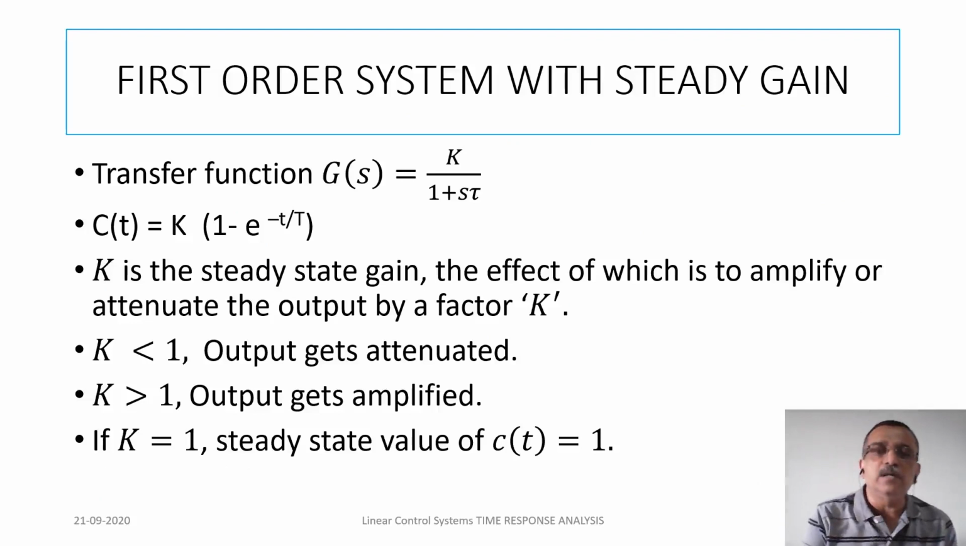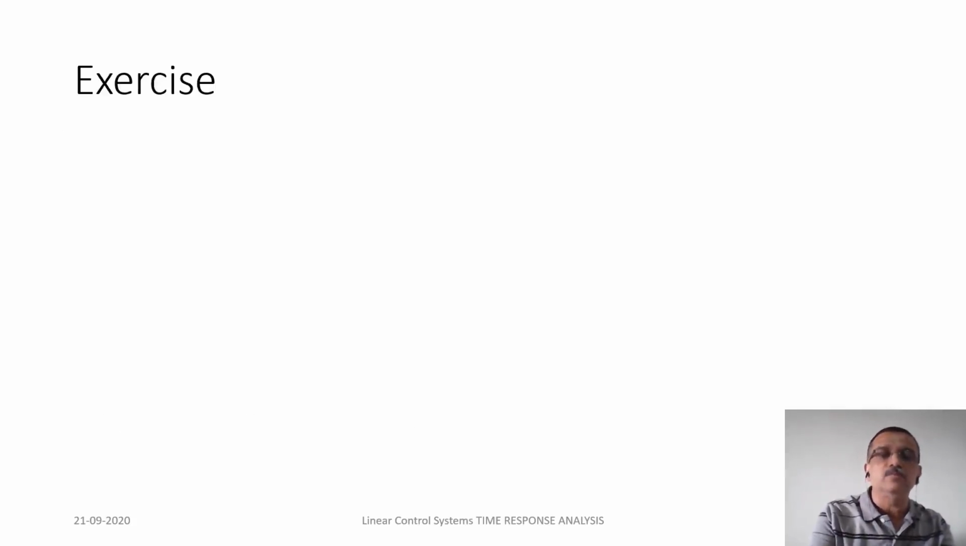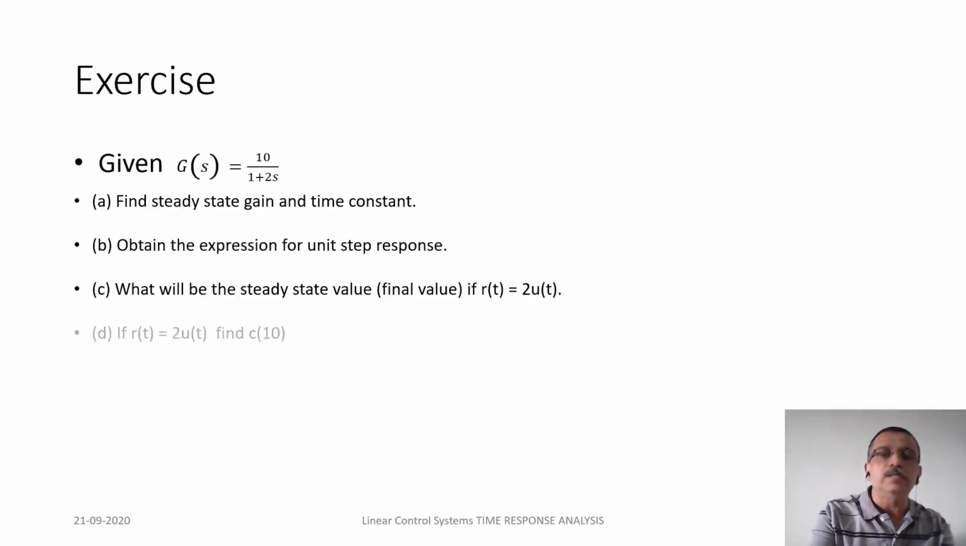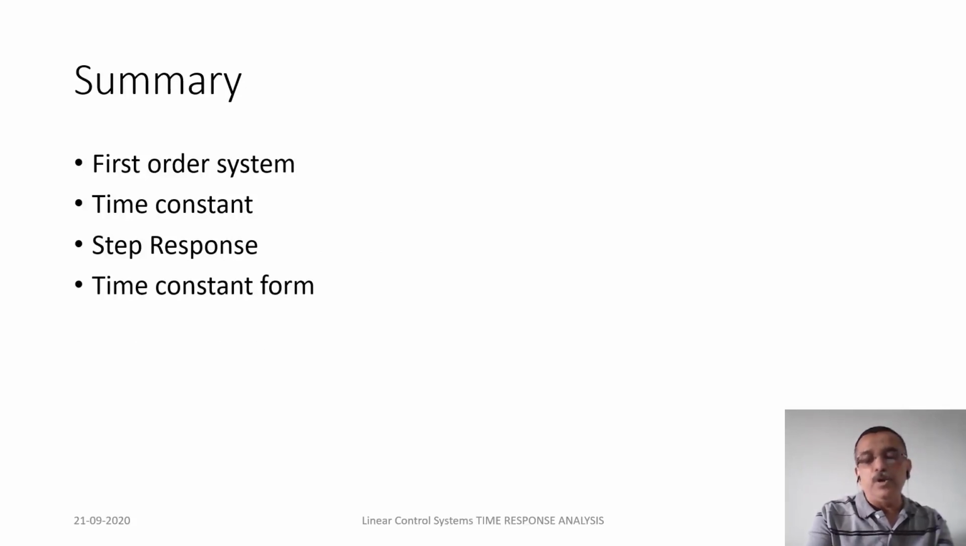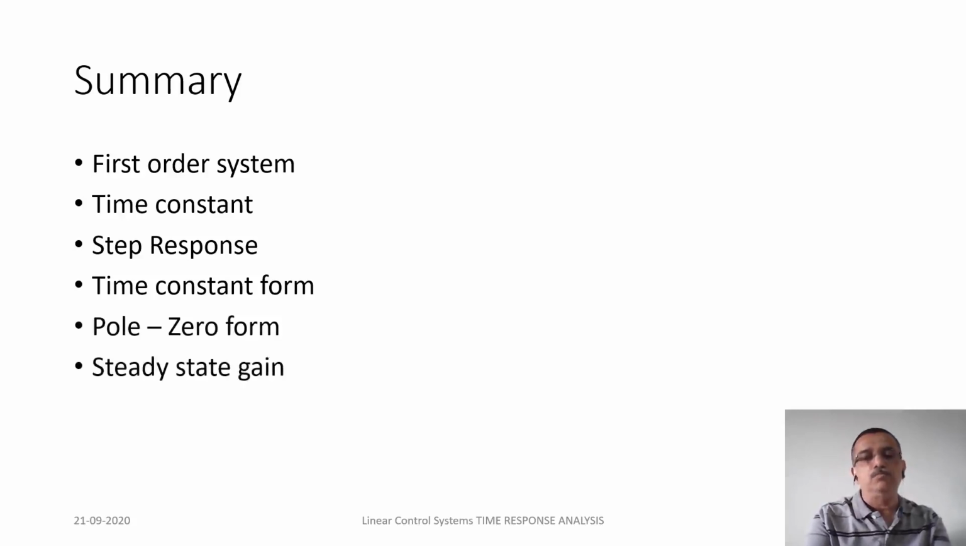Another thing is first order system with steady state gain. Such systems are given here. This maybe I will cover in the next class. It's almost 20 minutes. I will cover this in the next class. So we have studied about first order system. We have studied about time constant. We have studied about step response. We know about time constant form. Pole zero form we know. Steady state gain we'll look at in the next part of the video.